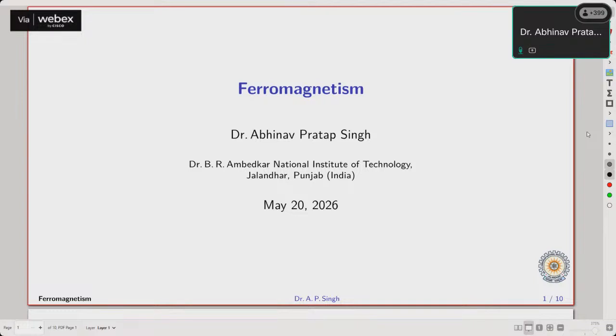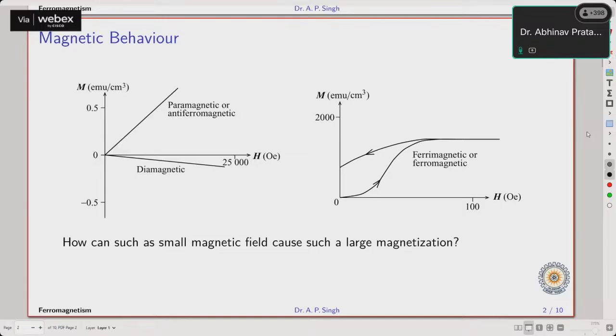Okay, so this will be my last lecture for all of you, and this is also probably one of the most important topics, at least from the point of view of applications, because as I said before also, whenever we are talking about magnetic materials, we are basically talking about ferromagnetic materials mostly. Yes, there are some very important applications of antiferromagnetic material also, but for a normal person, ferromagnetism is basically magnetism. So let us see what is ferromagnetic behavior.